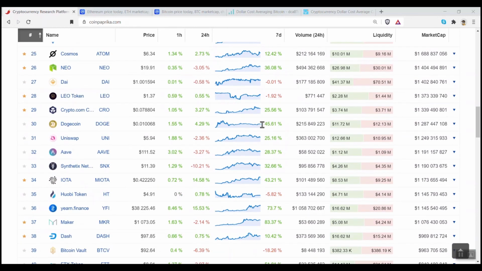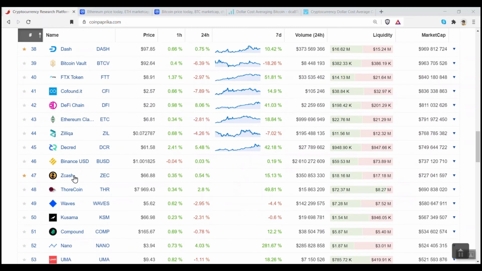Scrolling down the list, Dogecoin, an honorable mention as I almost never talk about it. That had some incredible gains last week. Its overall market cap is just below 1.3 billion US dollars. Aave doing fairly well, $111. IOTA picking up again. Actually, IOTA has done very well today, up 14.5% and 43% for the past week. And well, that's about it really.